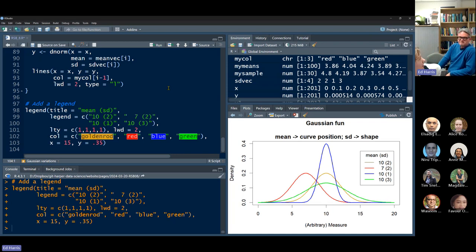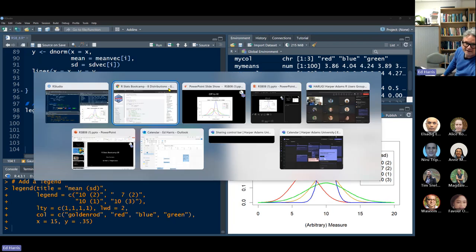I'm going to have to get your technical expertise to go back to PowerPoint. Oh, yes. I don't know how to do that on your computer.